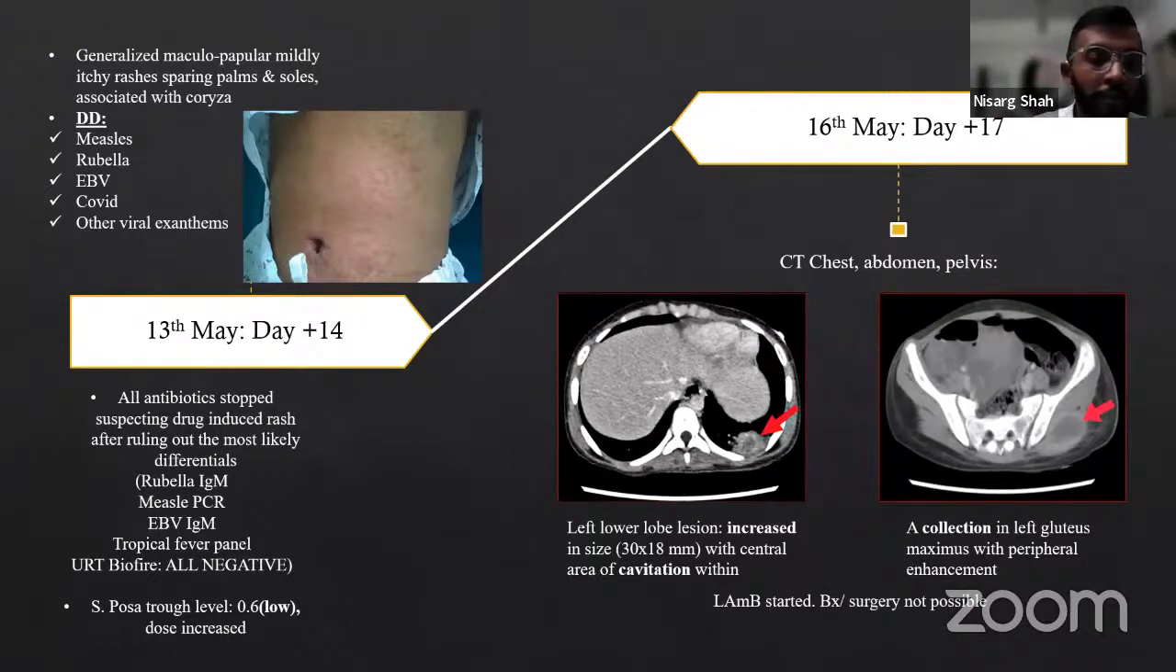At this time, because posaconazole was ongoing but the levels were subtherapeutic, we increased the dose of posaconazole for sure, but simultaneously we started liposomal amphotericin B also. Biopsy or surgery was not possible because of severe neutropenia and thrombocytopenia.